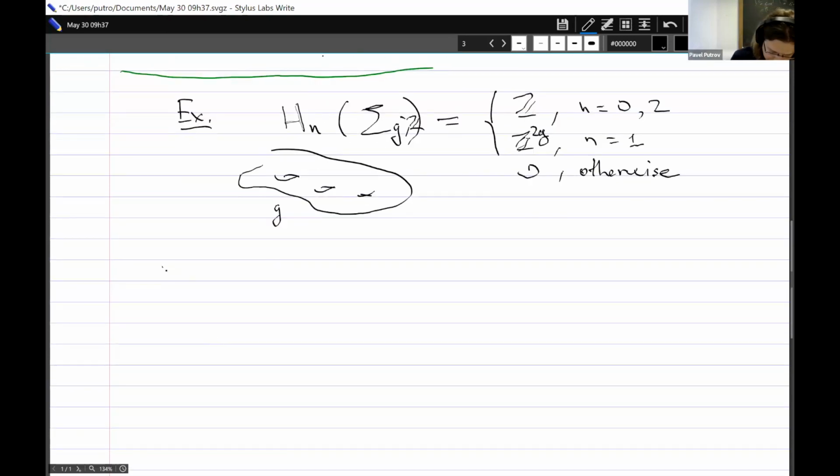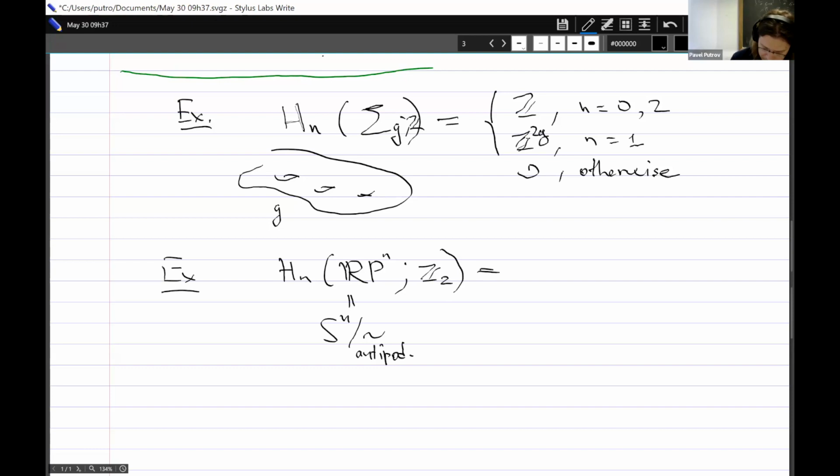Another important example is the homology groups of n-dimensional real projective space, and let's consider coefficients Z2. This is a quotient of an n-dimensional sphere where we identify antipodal points, and the result is Z2. So we consider H_m of RP^n. This is Z2 for m from 0, 1 to n, and 0 otherwise.